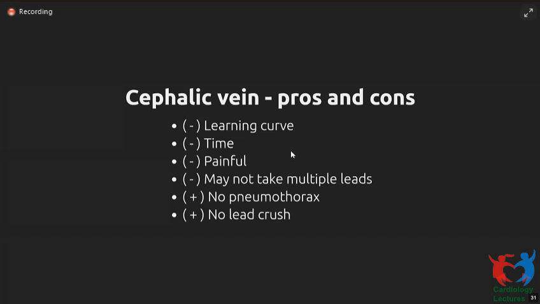Usually, if you're doing a dual chamber implant, I would say at least 50% of the dual chamber implants, both the leads go through the vein. But if not, then one of the leads might have to go through another vein. But when it comes to CRT, usually you need additional venous access.